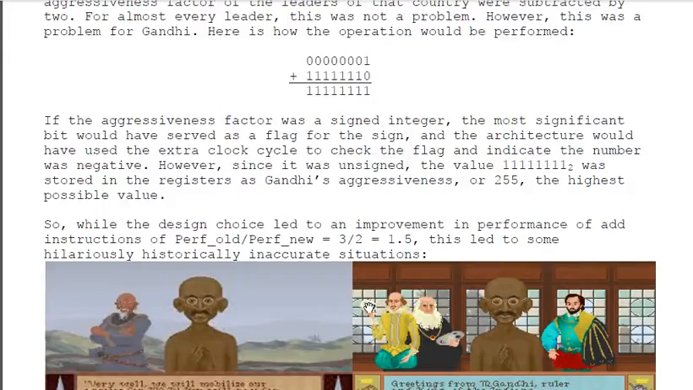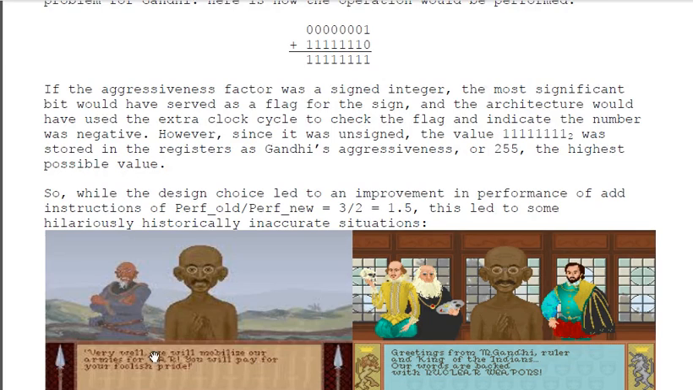"Very well, we will mobilize our armies for war. You will pay for your foolish pride." And "Greetings from Gandhi, ruler of the Indians. Our words are backed with nuclear weapons."